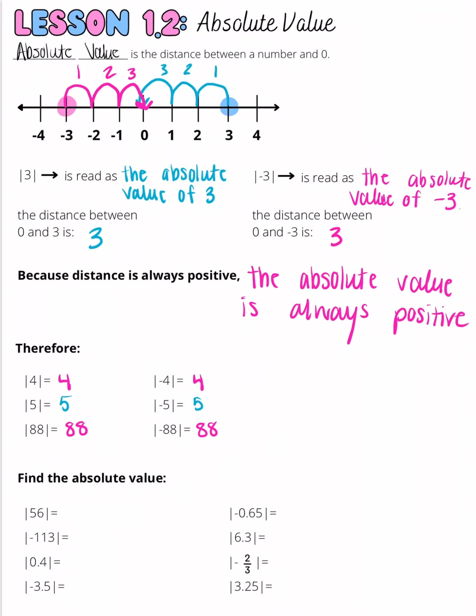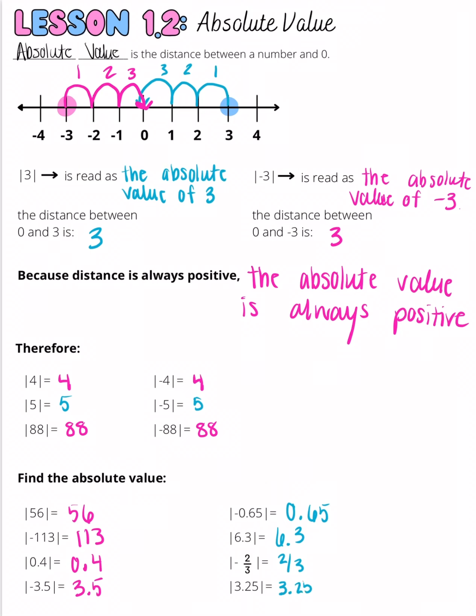So we're going to do the last few. The absolute value of 56 is 56. The absolute value of -113 is 113. The absolute value of 0.4 is 0.4. That's how far away it is from 0. The absolute value of -3.5 is 3.5. The absolute value of -0.65 is 0.65. The absolute value of 6.3 is 6.3. The absolute value of -2/3 is still 2/3. And the absolute value of 3.25 is 3.25.